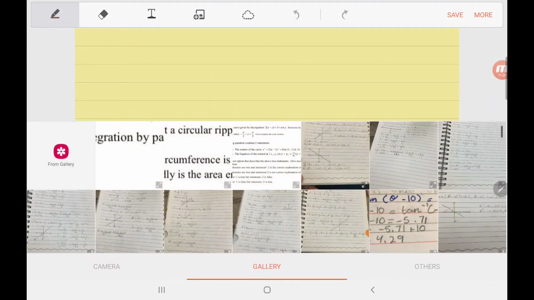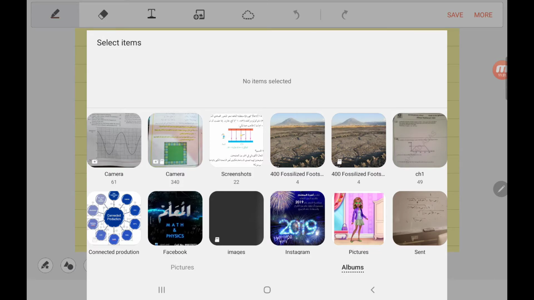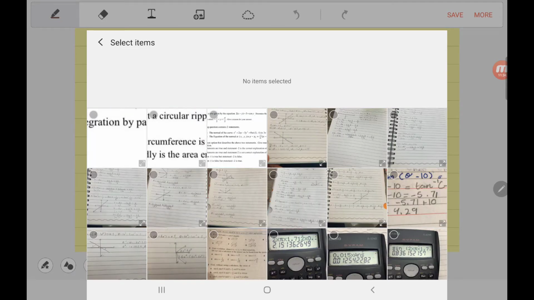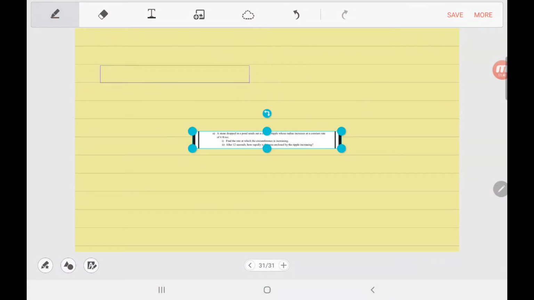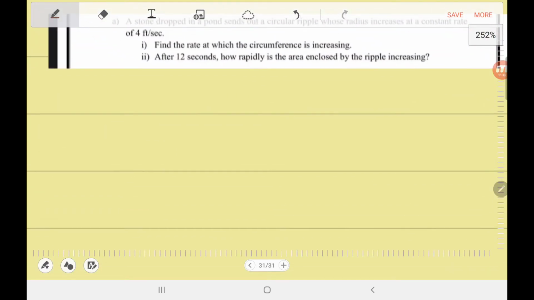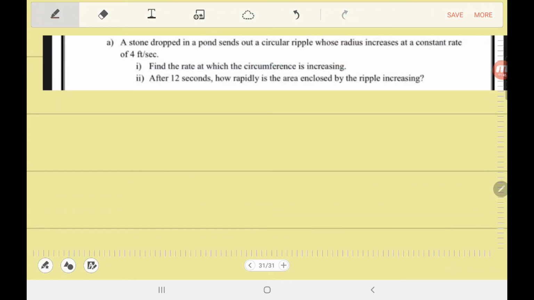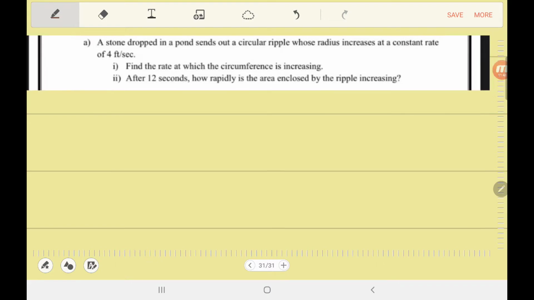Let's check the second sheet. Here it's rate of change. A stone dropped in a pond sends out a circular ripple, whose radius increases at a rate of 4 feet per second. So dr by dt is 4 feet per second. Find the rate at which the circumference is increasing.